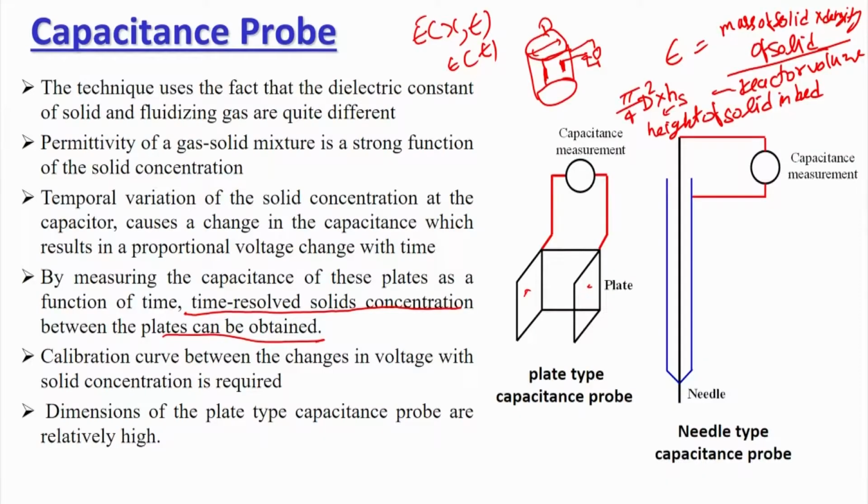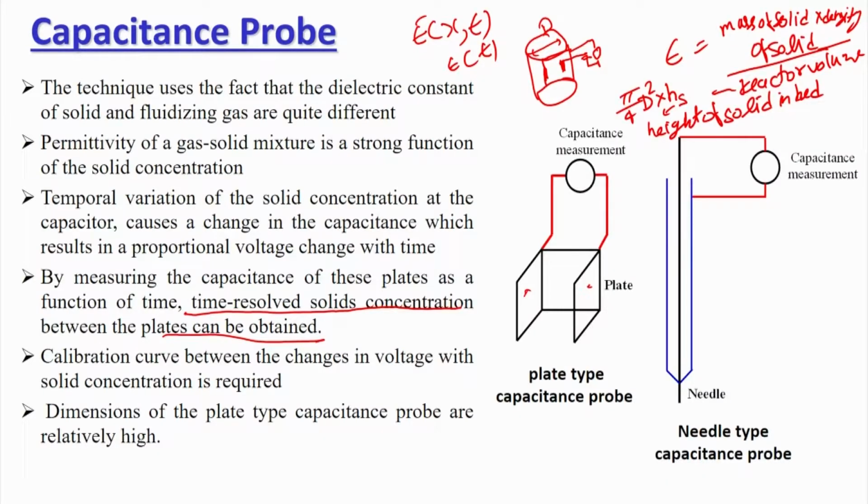So once the needle comes in contact with the solid, the basic principle remains the same: the dielectric constant of the solid is different compared to the gas. You will record a change in the voltage because of the change in the capacitance. So you can measure that, and based on that you can find the volume fraction. So that is the way the capacitance probe is used.